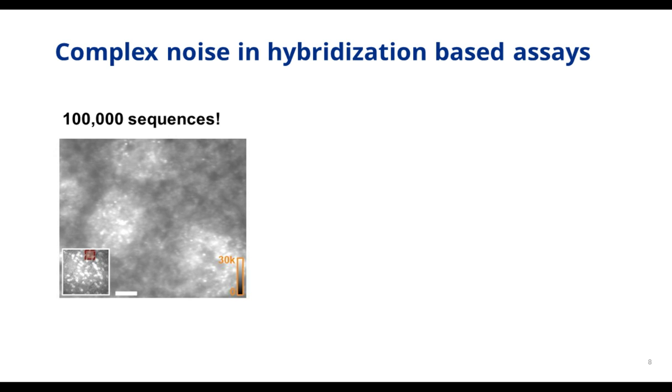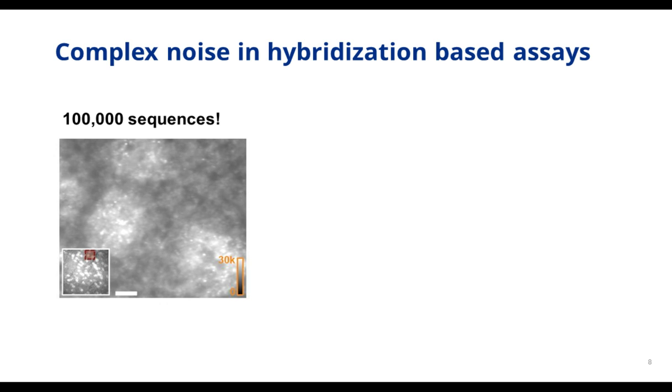With this assay, we were trying to improve it and to apply it to different tissue samples. But what we found is that when we are trying to label a lot of transcript targets, the noise in these assays is very complex, because when we are labeling so many targets, we use a lot of oligo probes, sometimes up to 100,000 different sequences, right?